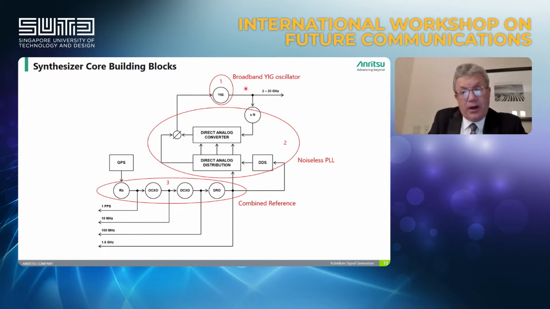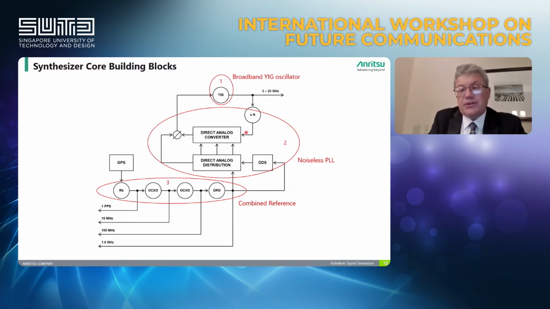Now we need to lock this YIG oscillator using a PLL loop. Traditionally, people use frequency dividers inside the loop, and all internal residual phase noise sources are degraded by 20 log n, where n is the division factor of such a divider. In our design, we use no frequency divider at all.